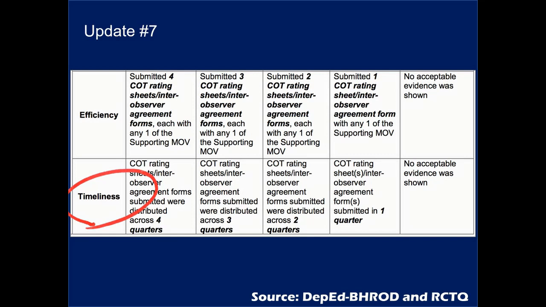That is why it is highly recommended to do the classroom observation once every grading period, or a total of 4 classroom observations equally distributed across 4 quarters, to get a rating of 5 in timeliness in all classroom observable indicators.